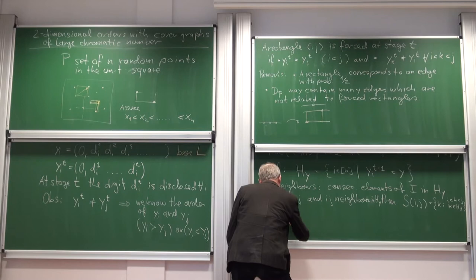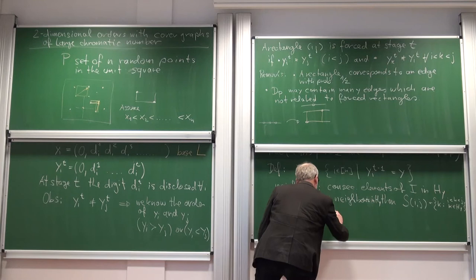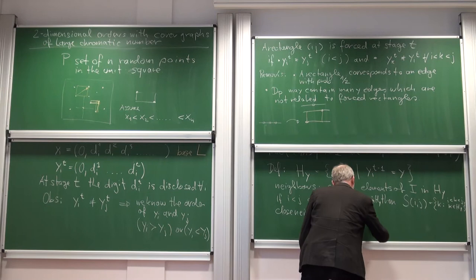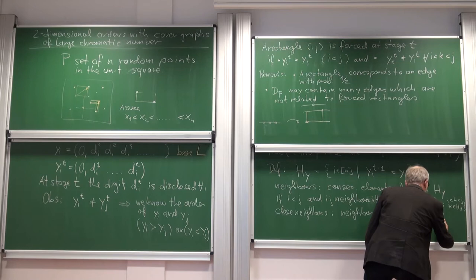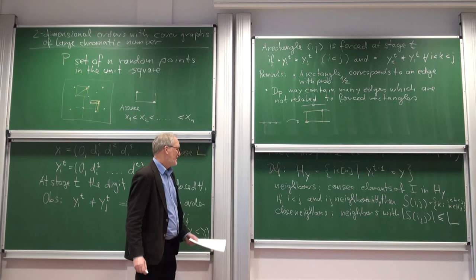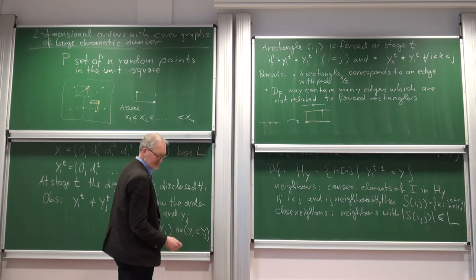And then we need close neighbors. And this is neighbors where this set is not too big. S_ij is upper bounded by L. This is a close neighbor. So maybe it's a good idea to make a picture of the situation.